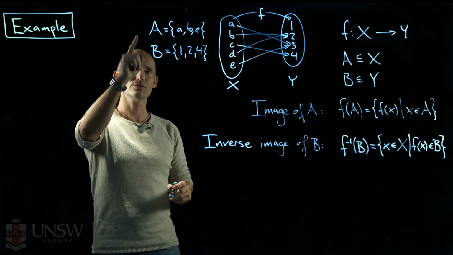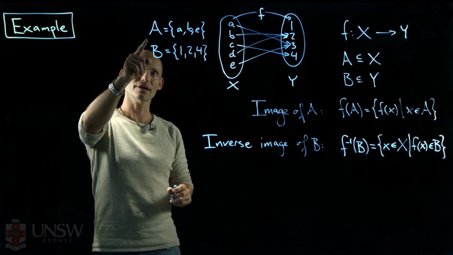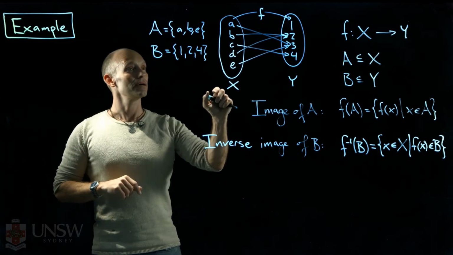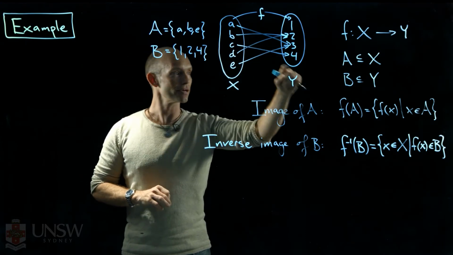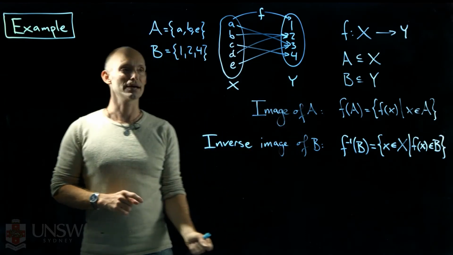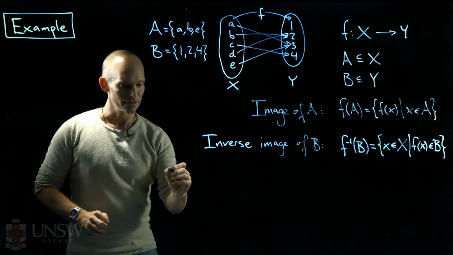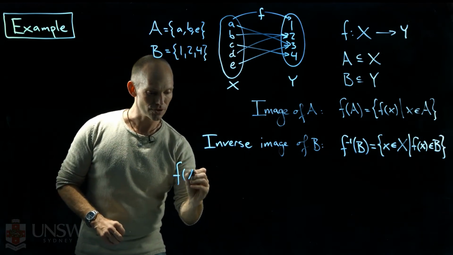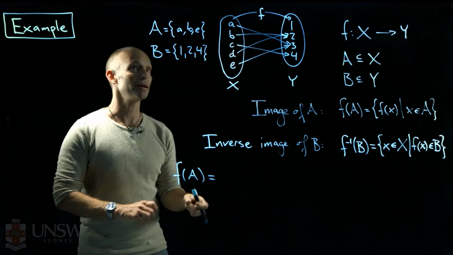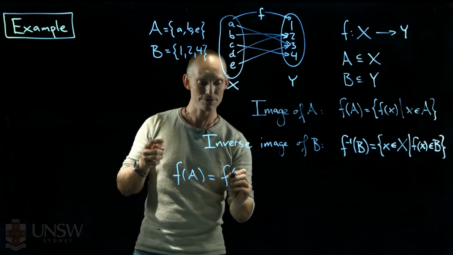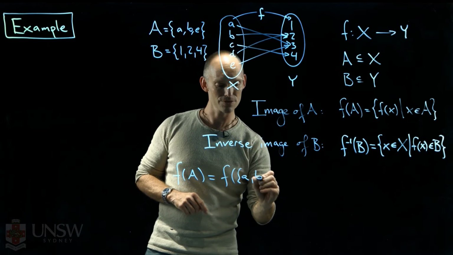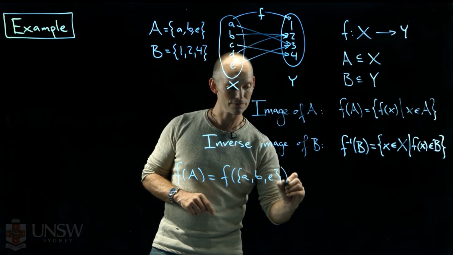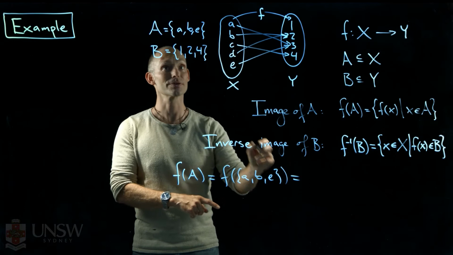So we've been given two sets here, A and B. A is a subset of the domain, B is a subset of the codomain, just like over there. And we have to find then the image of A, and that's the image of, well, what are the elements of A? They are a, b, and e. So we have to find the function values of those three elements.